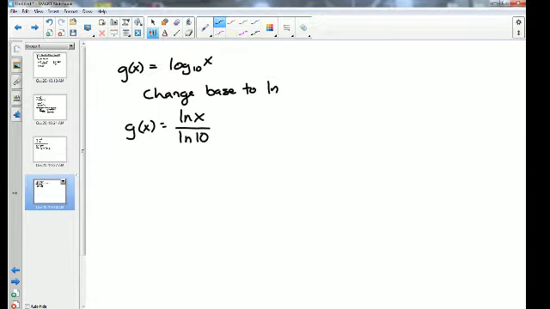Change of base. Put that on top with natural log and put that on bottom with natural log. Because you're changing to a base e so that we can do the derivative. So can you derive that now? Yes, you can. No, it's not a quotient rule. This is a constant, so that's 0.